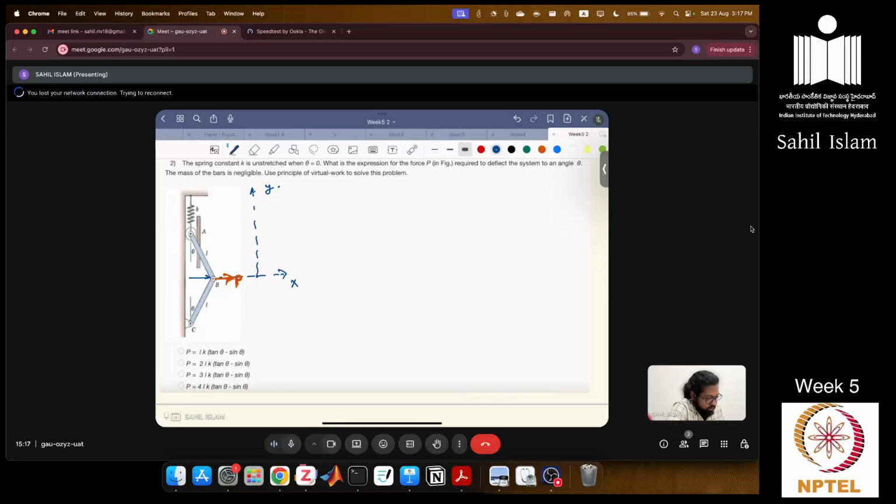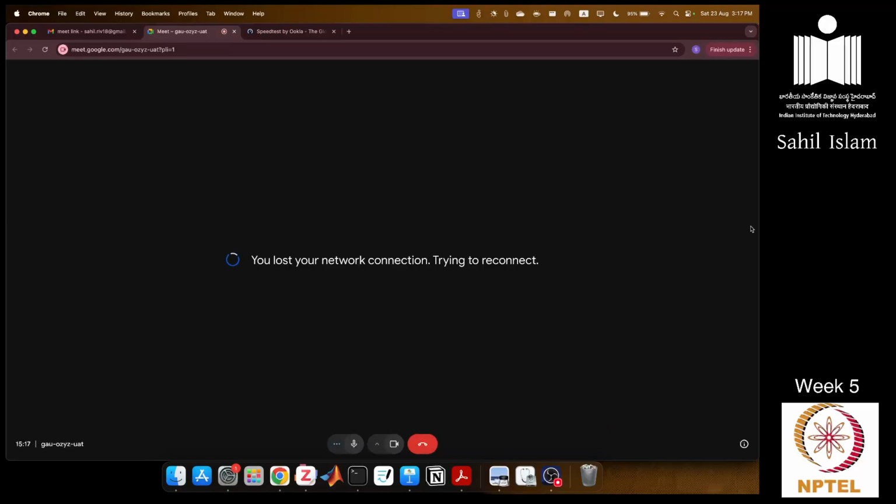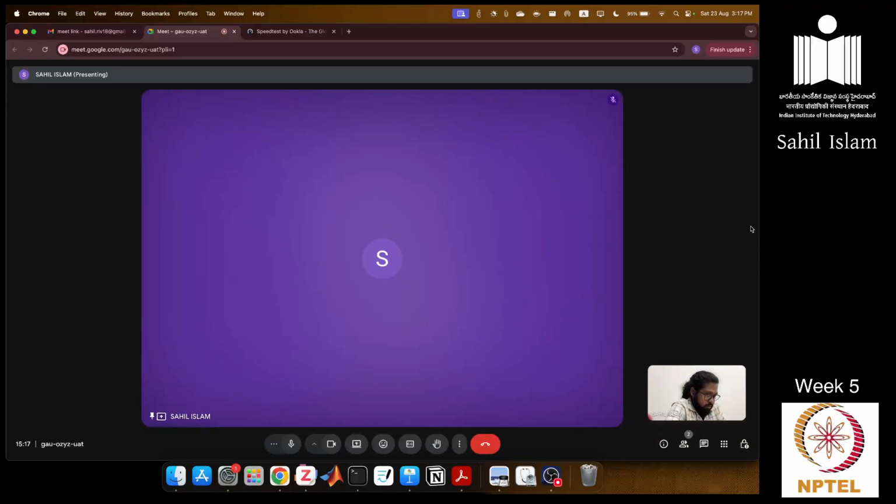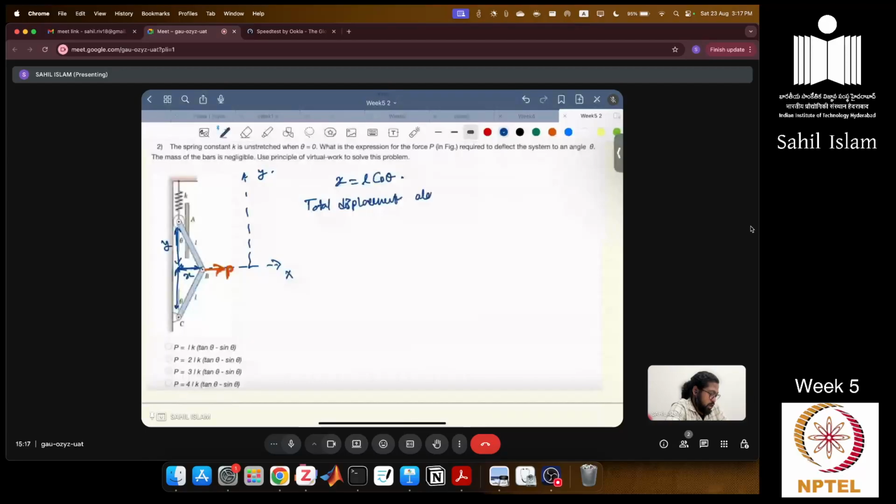Along the x direction we have x equals L sin theta, and the total displacement along the y direction, y, equals L cos theta plus L cos theta. So this is L cos theta, this is also L cos theta, so it is 2L cos theta.